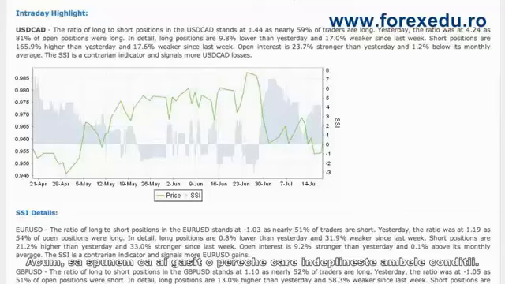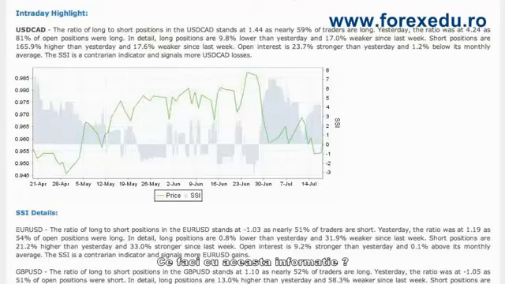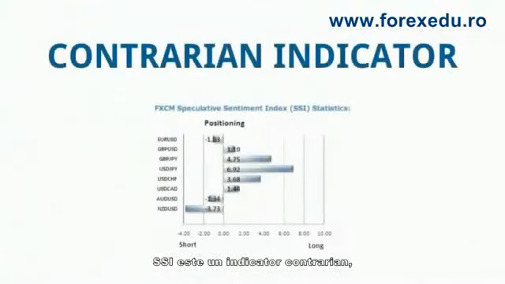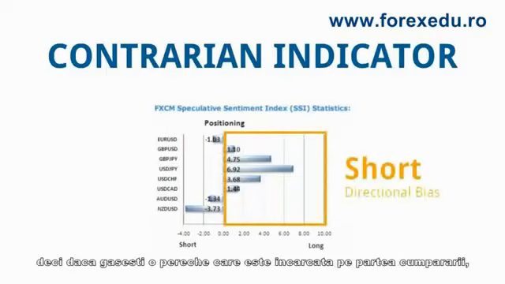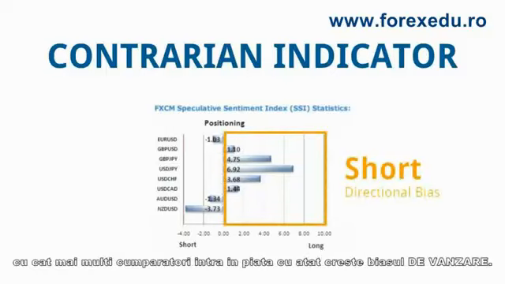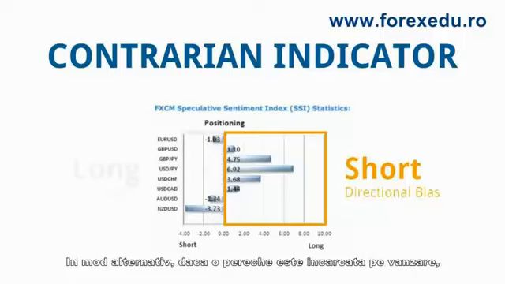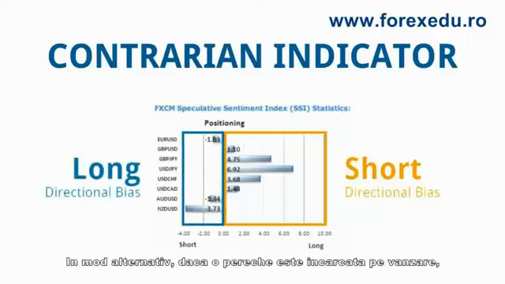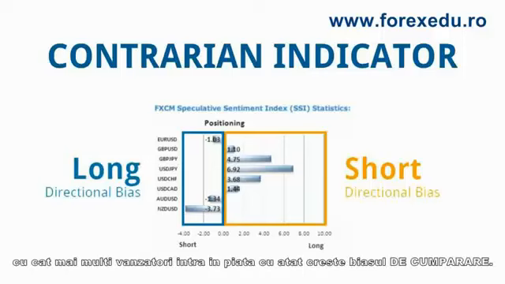Now let's say that you find a pair that follows both rules. What do you do with the information? The Speculative Sentiment Index is a contrarian indicator. So if you find a pair that's heavily weighted on the buy side, with more and more buyers coming into the market, the directional bias of the index is actually to sell. Alternatively, if the pair is heavily weighted on the sell side, with more and more sellers entering the market, the directional bias of the index is to buy.